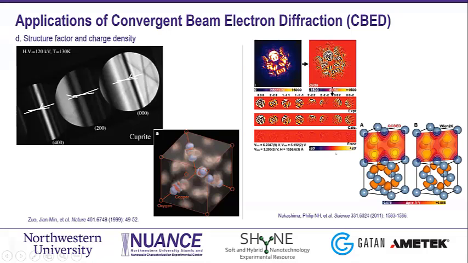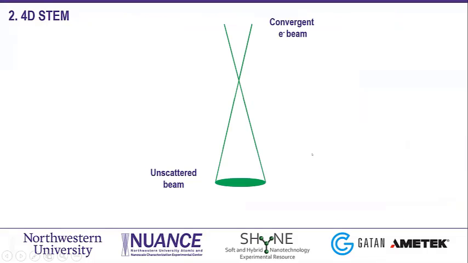A little bit more recent example here, folks from Monash in Australia used a condition that is closer to the zone axis to similarly determine the charge density distribution in an aluminum sample. So as you can see, there is a lot of information that you can extract from CBED, and we just scratched the surface there.